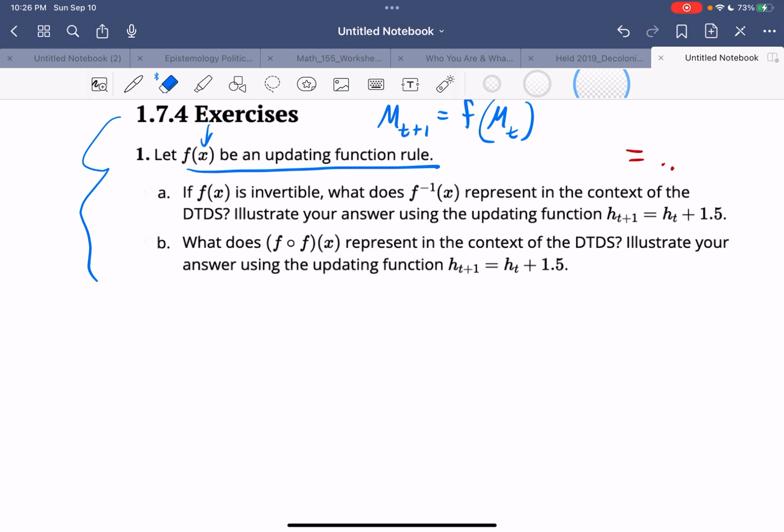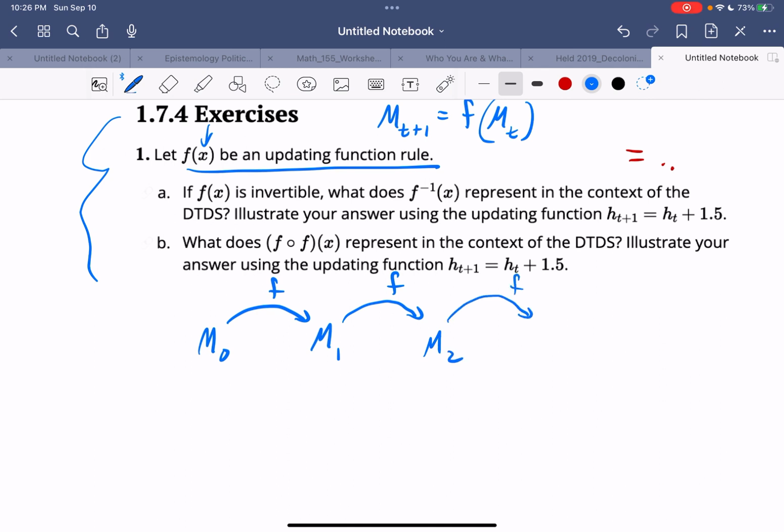The way I think of this is, m0, you do the function, and you get m1. You do the same function, you get m2. You do the same function, you get m3, and so on, and so on. Okay? So that's all they're trying to say here. Now let's read the question. If f is invertible, what does f inverse represent?